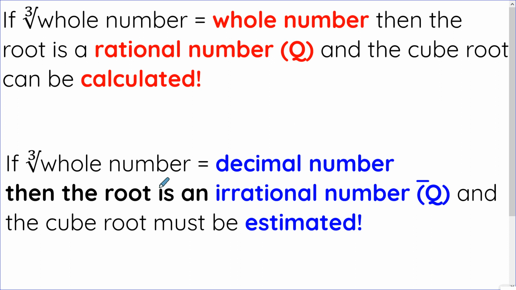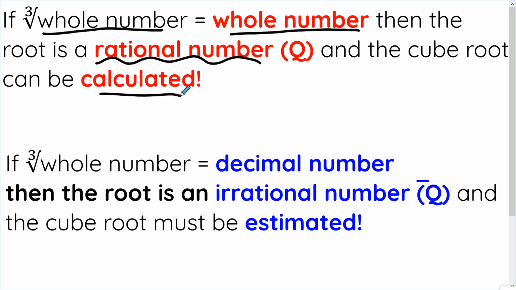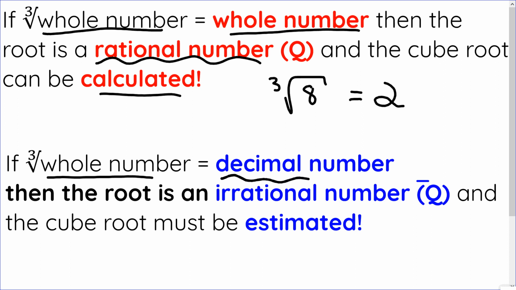If I take the cube root of a whole number and the answer is a whole number, then I know it's a rational number and we have just calculated the root. So for example, the cube root of 8 I can calculate to be 2. But if the cube root of a whole number gives me a decimal number, that means the root is irrational and I have to estimate it.